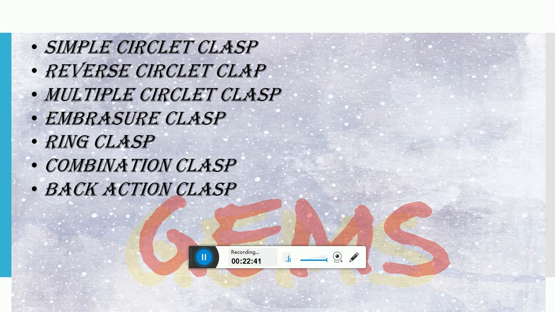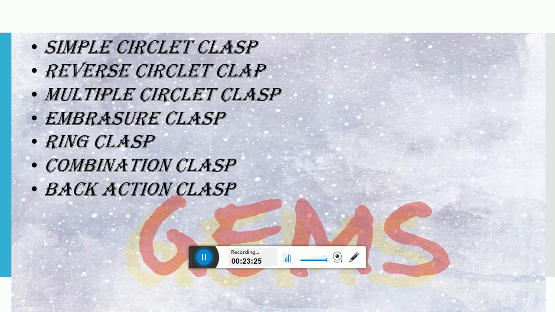Multiple circlate clasp. Okay, two opposing circumferential clasps are joined at the terminal end. So this is multiple circlate clasp, and it is used when additional retention is needed. Samjha? When you need additional retention, then you can use multiple circlate clasp because there are two circumferential clasps you are joining at the terminal end. This is why you can use multiple circlate clasp when you need more additional retention. Okay, and it is indicated in periodontally compromised abutments. Multiple circlate clasp. Done.